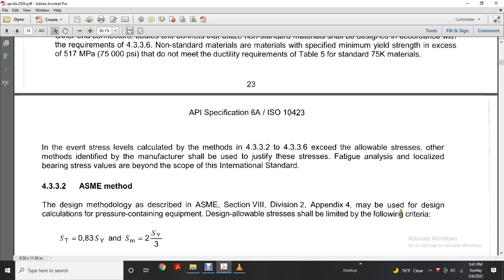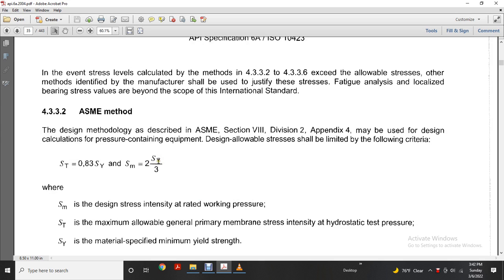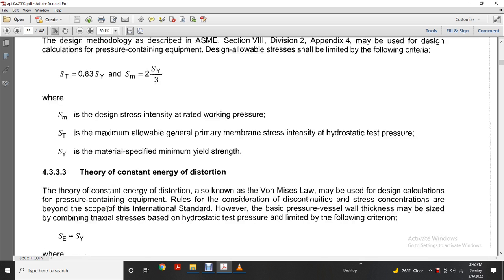Design allowable stress should be limited to the following criteria. The maximum design stress intensity at rated working pressure is two times the material specified minimum yield strength divided by 3. The maximum allowable general primary membrane stress intensity at hydrostatic pressure is equal to 0.83 times the material specified minimum yield strength. Theory of constant energy distortion.